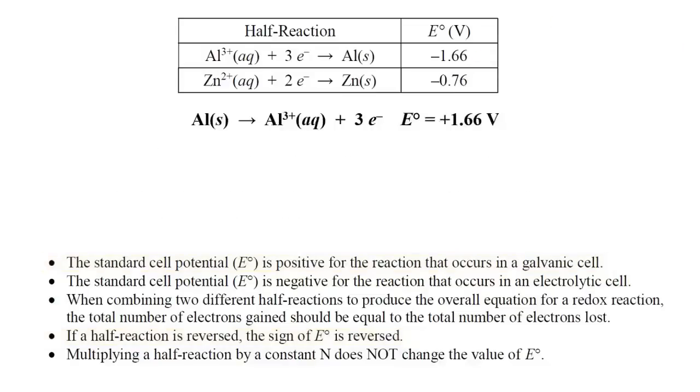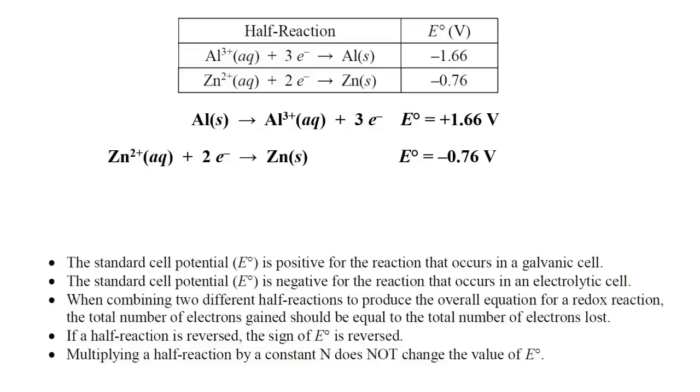Then we add the cell potential for the reduction half reaction, which is the zinc. A positive 1.66 volts plus a negative 0.76 volts gives us a positive value overall. So that's how we knew to reverse the aluminum half reaction and keep the zinc half reaction as a reduction. We're trying to get a positive value overall when the 2 half reactions are added together.